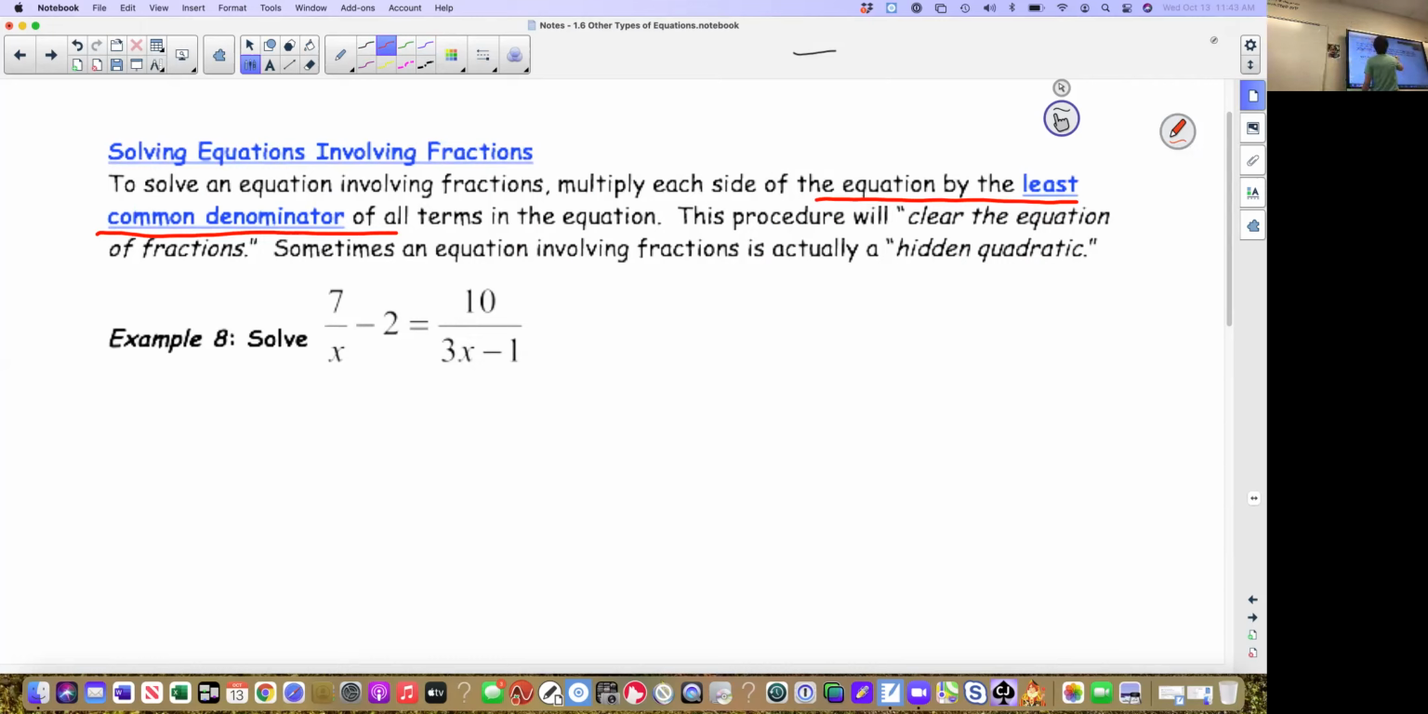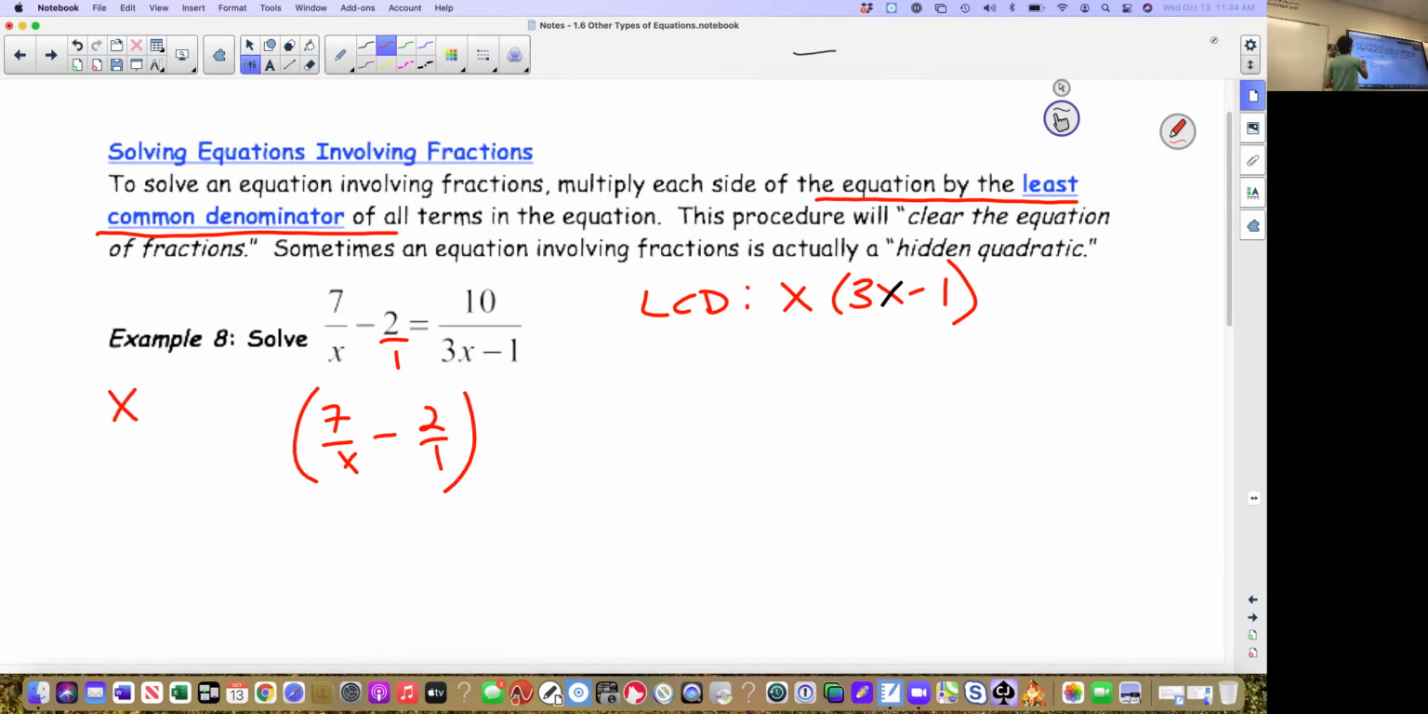So what is the least common denominator of all of our denominators? And this too has a denominator of 1. x times 3x minus 1. Good, so we're gonna multiply by the quantity x times the quantity 3x minus 1. And I'm going to multiply both sides of the equation by that. Okay, and I'm going to get rid of all the fractions. But I need to be careful because I may be introducing extraneous solutions when I multiply by these variables.